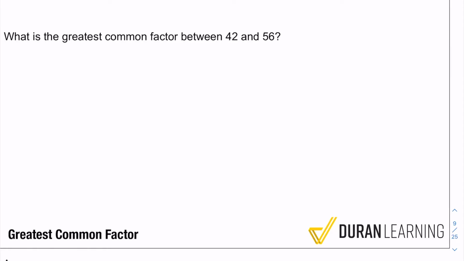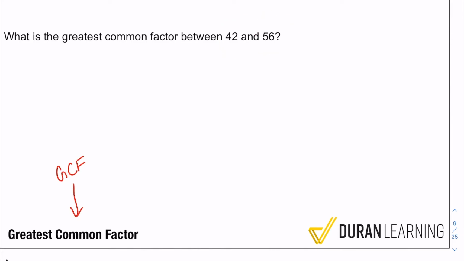What is the greatest common factor between 42 and 56? All right, so to get a problem like this one done, we need to first understand what greatest common factor really means. For short, that's GCF, greatest common factor. It's the number that can be divided into both of these, but it's the biggest one that can be divided into both of them.